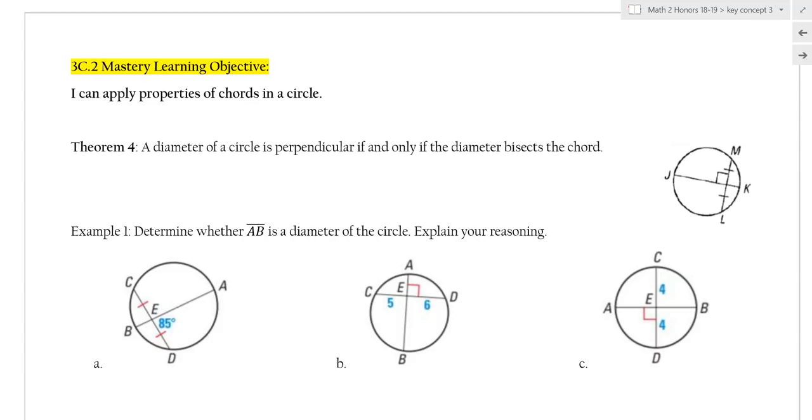So our first theorem says a diameter of a circle is perpendicular. So remember, the word perpendicular means it creates a right angle. Okay, so perpendicular is important because it's a right angle, if and only if the diameter bisects the chord. So all three of those things have to happen. It's perpendicular, it bisects the chord, and it's a diameter.